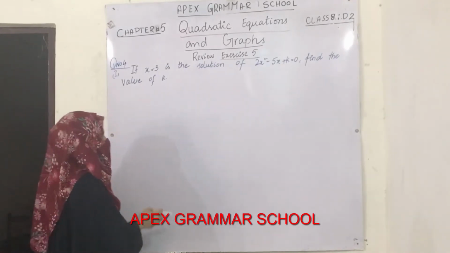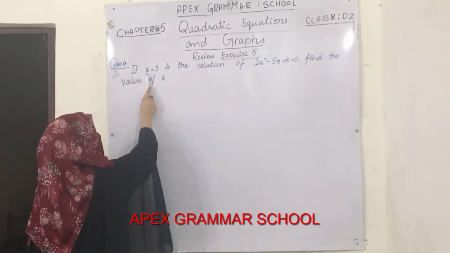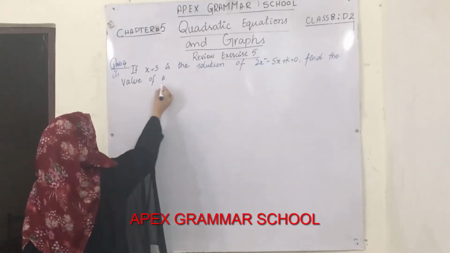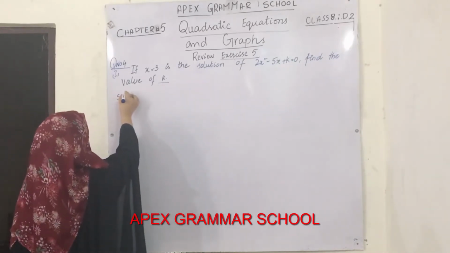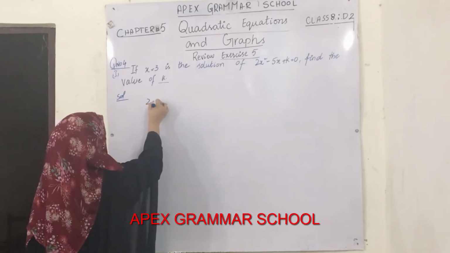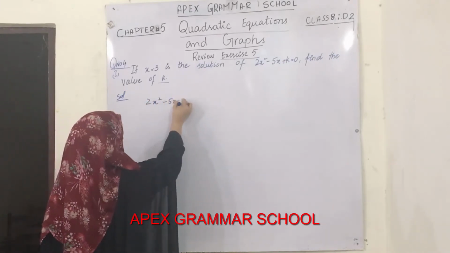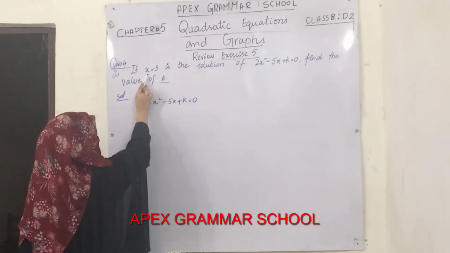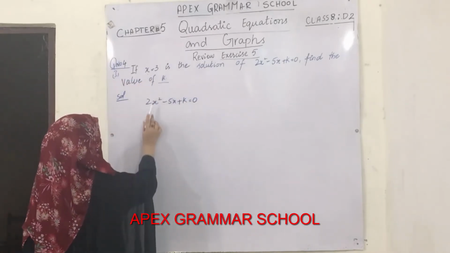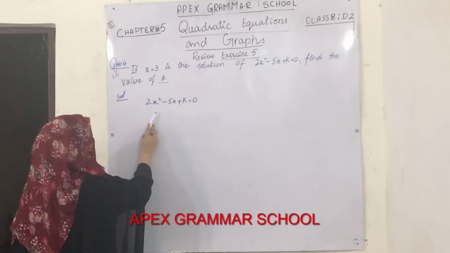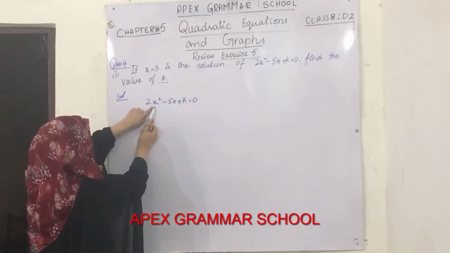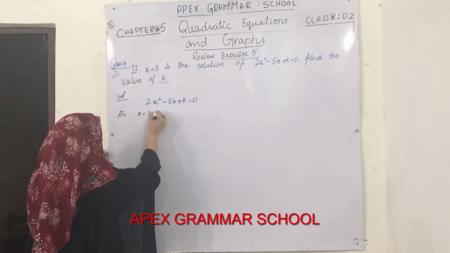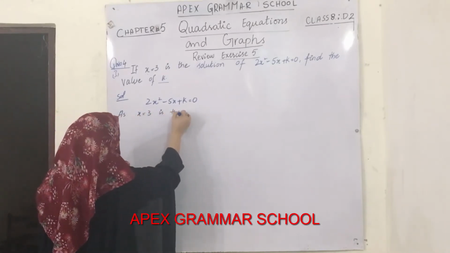Question number 4, first part. If x = 3 is the solution of 2x² − 5x + k = 0, find the value of k. Okay, the equation given to us is 2x² − 5x + k = 0. We are given that x = 3 is the solution, which means it will definitely satisfy the equation.